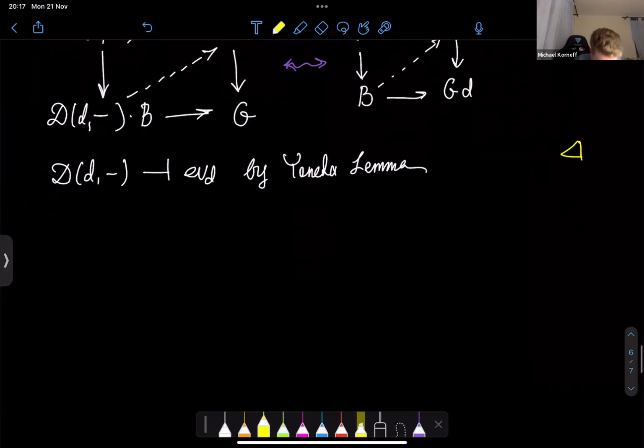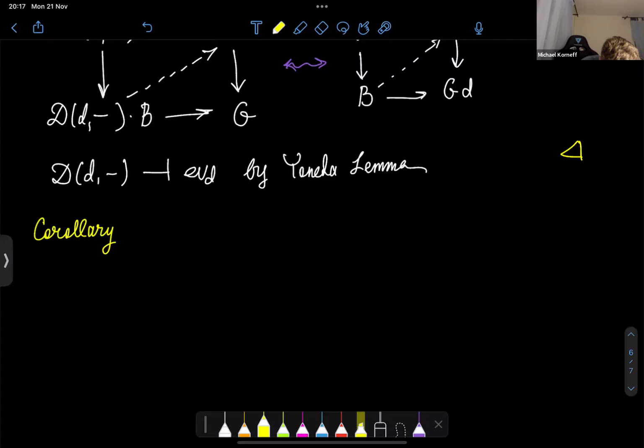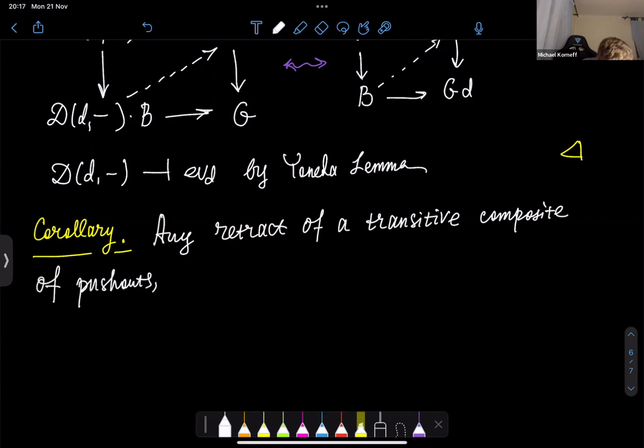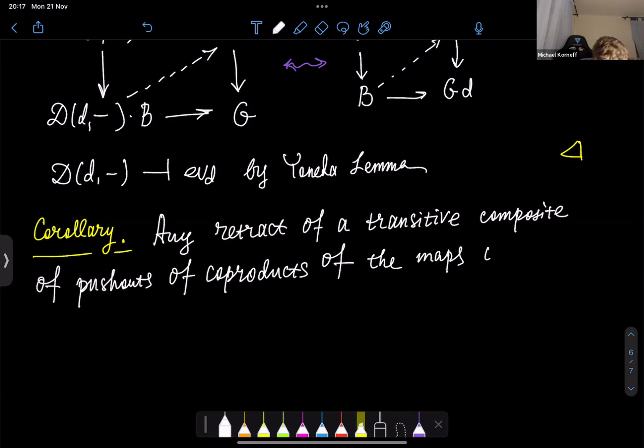So, corollary. Any transfinite composite of pushouts of coproducts of the maps of the lemma above is a projective cofibration.